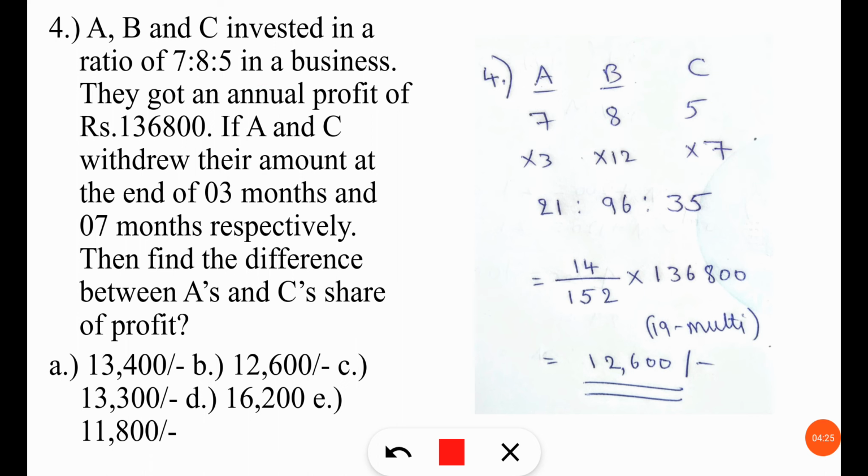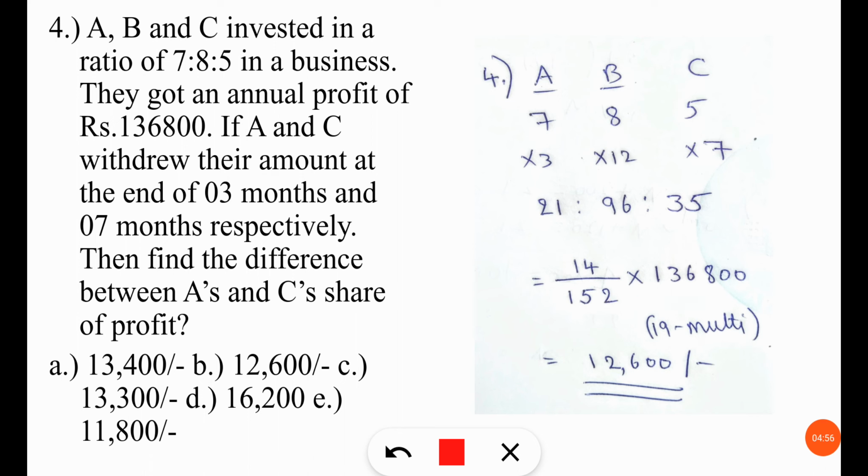The business ran for 1 year. After multiplication we got 21:96:35. Now we were asked to find out the difference between A's and C's share. So the total number of shares, 21 plus 96 plus 35, equals 152 shares, and the difference between A's share and C's share is 35 minus 21, that is 14 parts. We have to find out the value of 14 parts: 14 by 152 into 1,36,800. This is the entire profit which was given in the question.